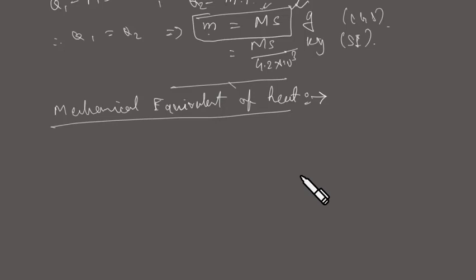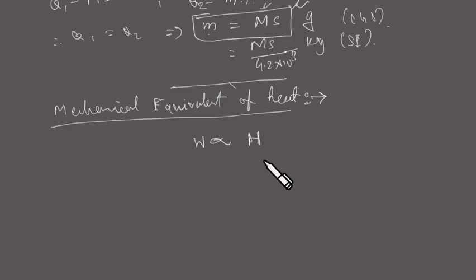The longer we rub, the more heat we get. That means the amount of heat we are getting is directly proportional to the amount of work we are doing, right? So we can write that W, the amount of work, is directly proportional to the heat energy.